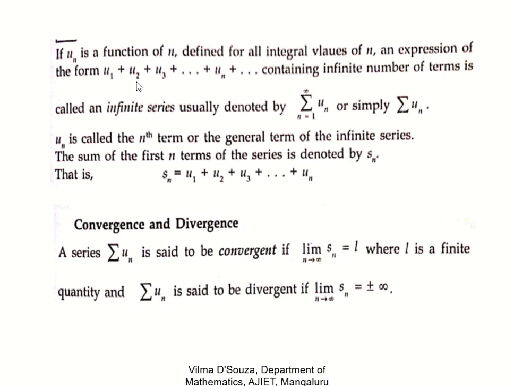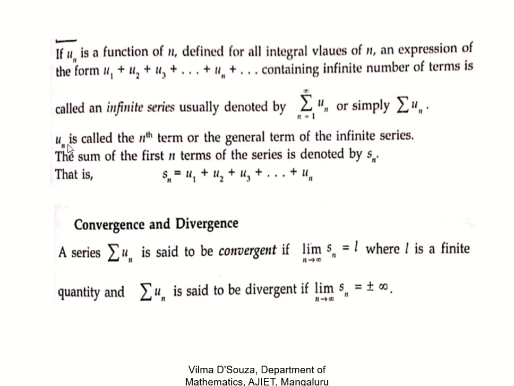un is a function of n. So now an expression of the form u1 plus u2 plus u3 plus etc. un plus so on, containing infinite number of terms. In this summation there are infinite number of terms and this summation is regarded as an infinite series and it is denoted by summation un, n varying from 1 to infinity. The short notation is summation un, n varying from 1 to infinity, that is u1 plus u2 plus u3 plus etc. It goes on up to infinity.